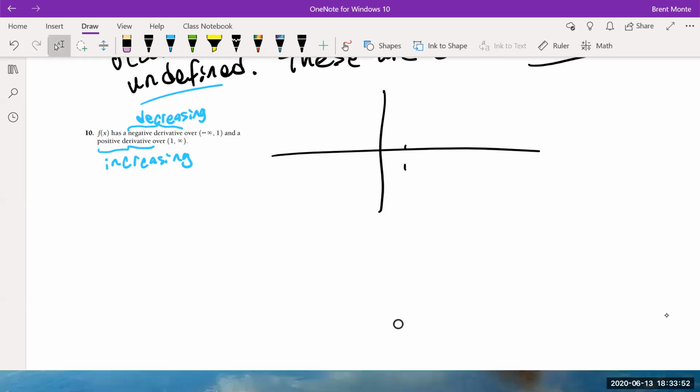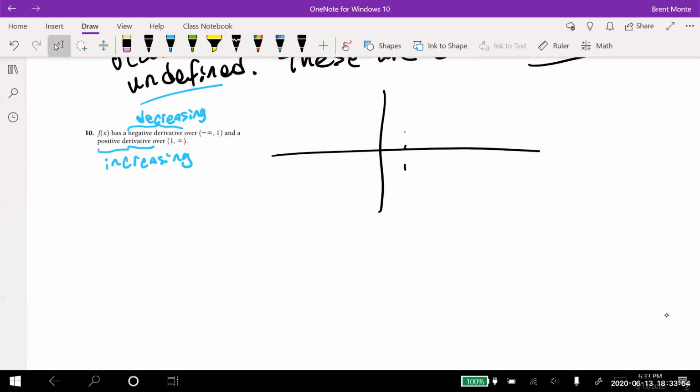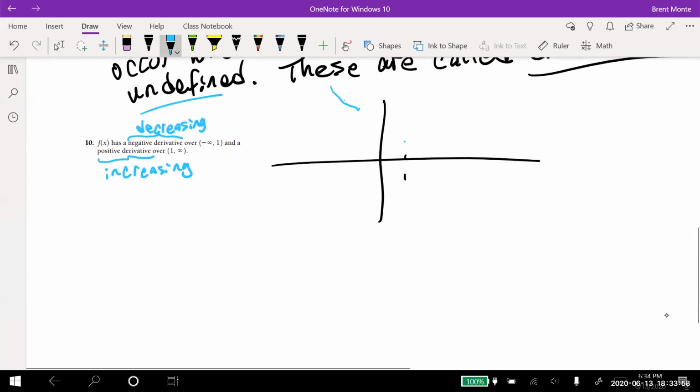So say I draw a point right here. And again, that's just an arbitrary point. But I know the graph's coming down till I get here, and then it starts to go up. So it might look like a nice little parabola. Might not. Let's see what else it could do. That graph works.